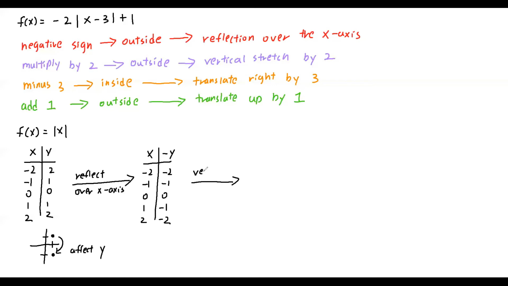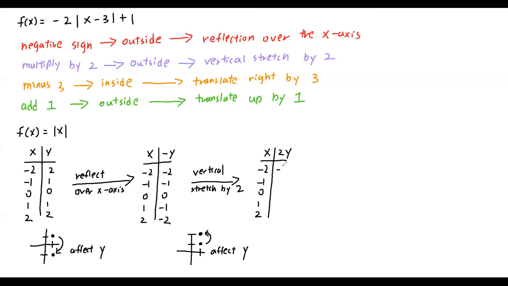Next, we have a vertical stretch by 2. If we give ourselves a mini graph with the coordinate (1, 1), vertical stretch by 2, the coordinate will become (1, 2), which affected the y value. So for our table, we will have to multiply the y value by 2, which gives a table with x and 2y, with the x coordinates -2, -1, 0, 1, 2, and the y coordinates -4, -2, 0, -2, -4.